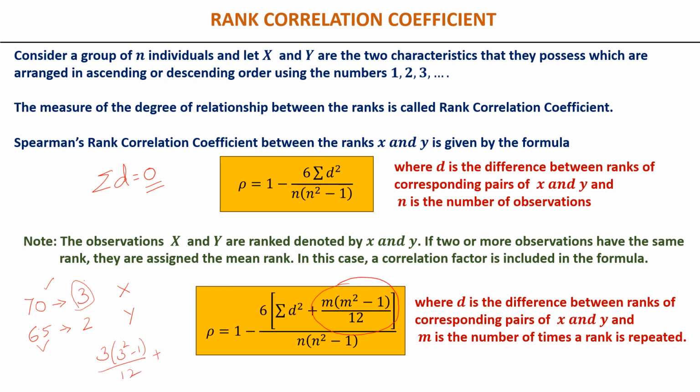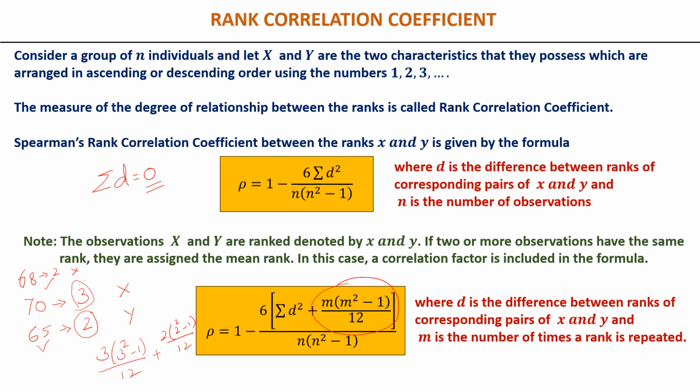And you have another rank which is repeated, but it's repeated 2 times. Whether it occurs in x or y, it has to be added. So it will become plus 2 times 2 square minus 1 divided by 12. Suppose you have one more rank, say 70 or 68, which is repeating 2 times again in x.